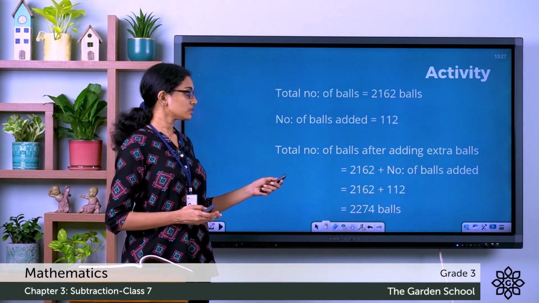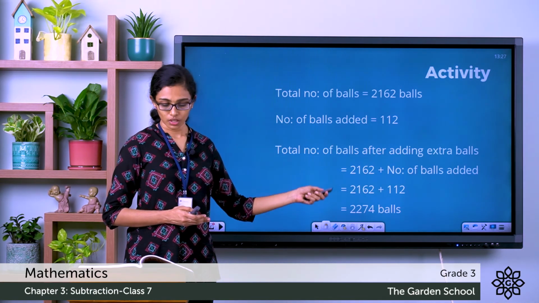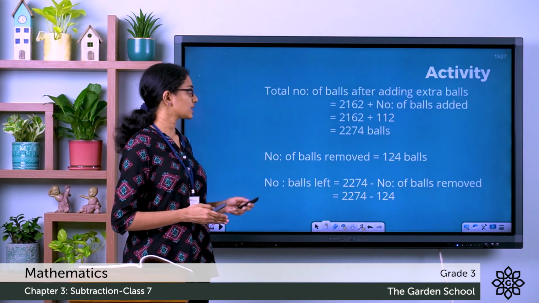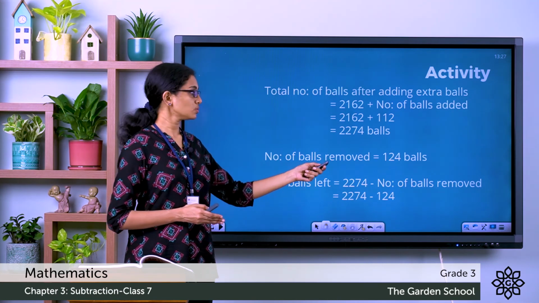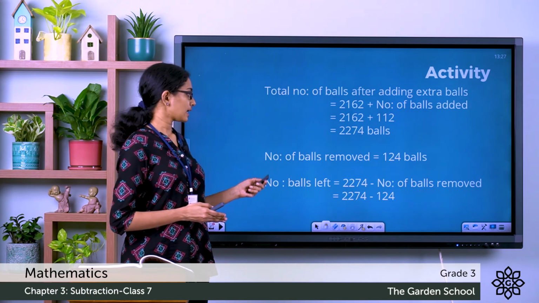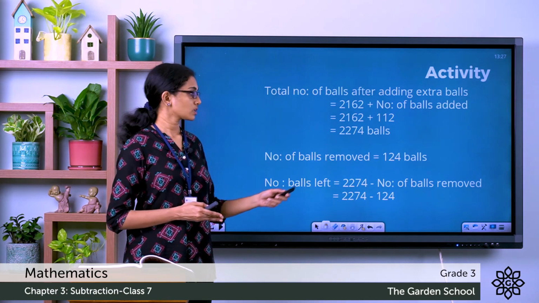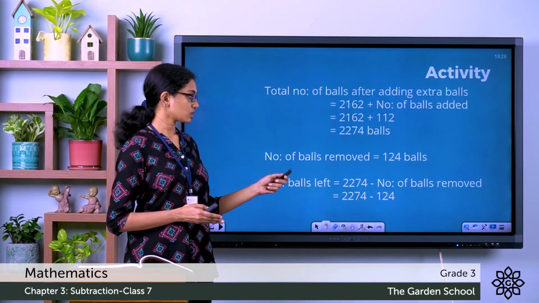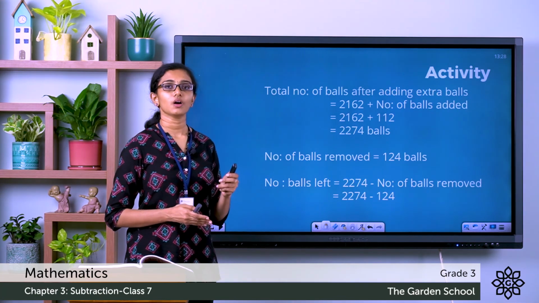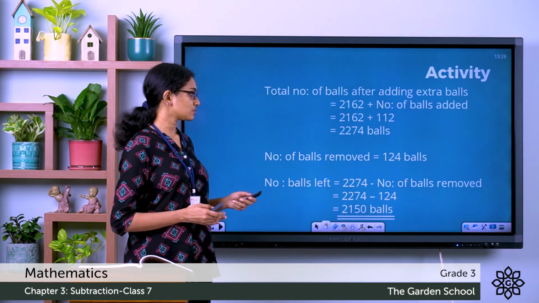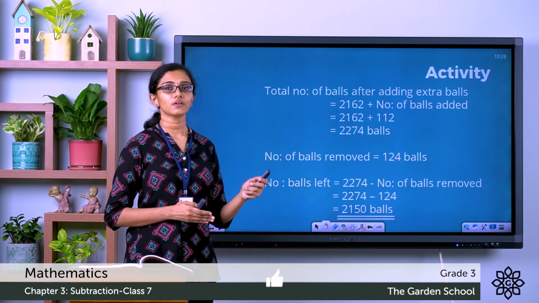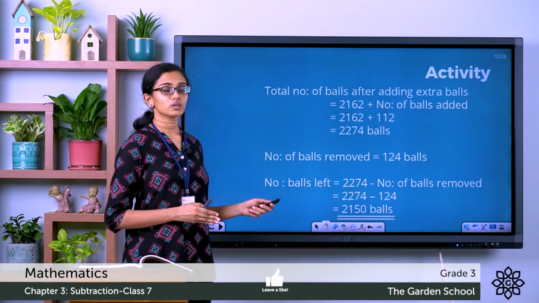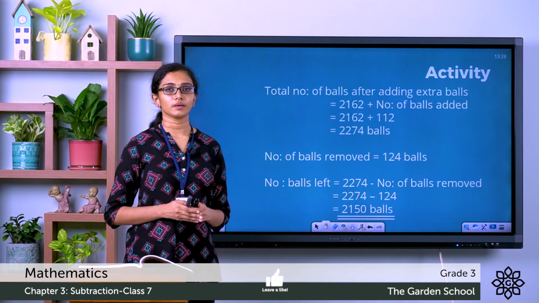Now from this 2274 balls, 124 balls were removed. So how do we write the step for that? Number of balls removed is equal to 124 balls, and number of balls left is equal to the total number of balls minus the number of balls removed. That is 2274 minus 124, and that gives you 2150 balls. So now how many balls are left in the bag? There are 2150 balls left in the bag.